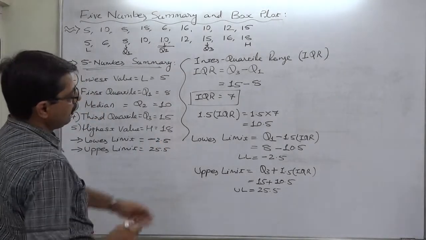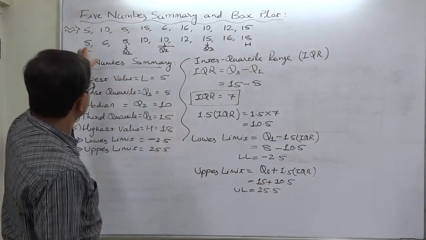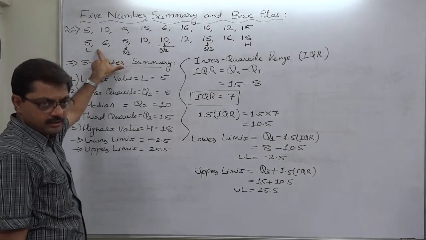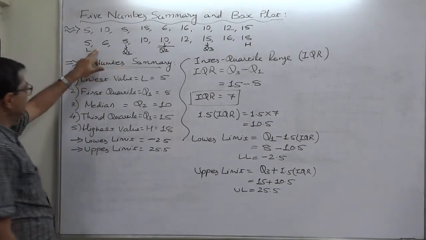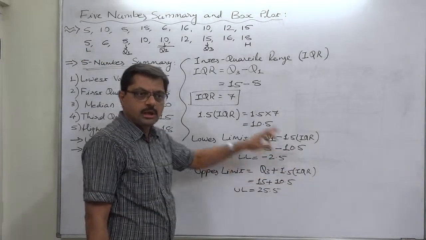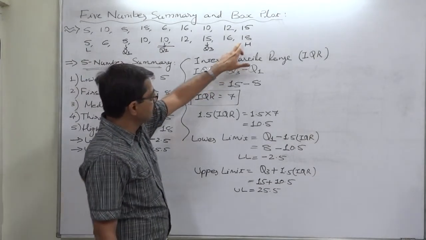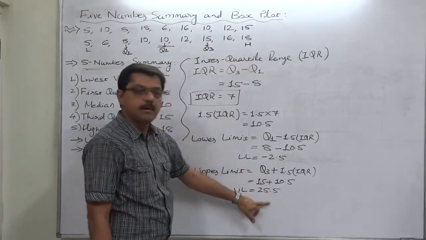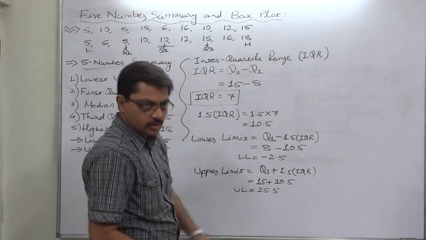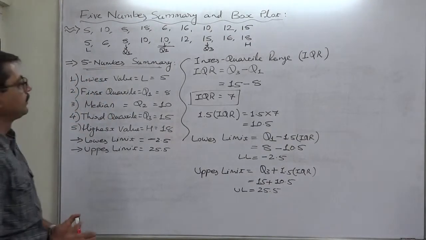Okay, now we have the lower limit and upper limit. Just consider the entire data, which is in ascending order. The lowest data value is 5, that is greater than the lower limit. So on the lower side there are no outliers. The highest data value is 18, that is less than the upper limit. So on the upper side also there is no outlier. So in this particular data there is no outlier with respect to the box plot.